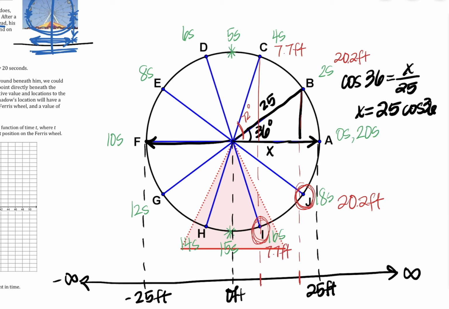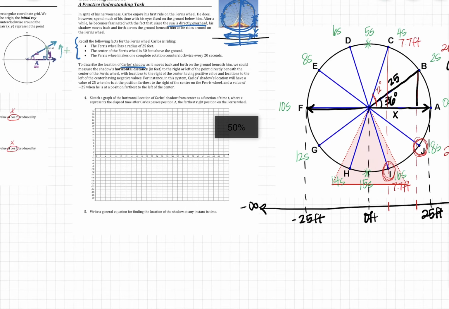Using that, I want you guys to fill in the rest of the wheel. Fill in D, E, F, G, and H. And just like we did with sine, I want you to graph that on number 4.